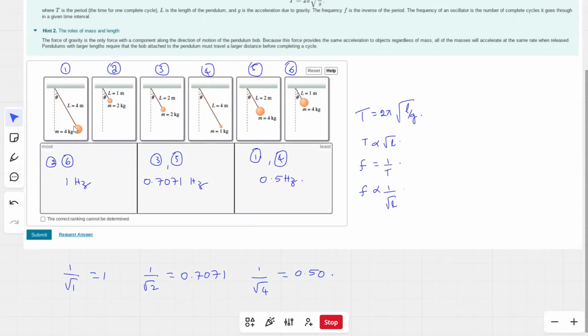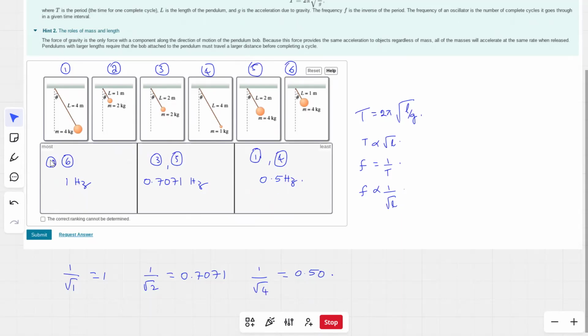So based on that, I segregated these. If we see, the first one, the second one and the sixth one have the 1 meter length. Therefore, the frequency is 1 hertz. That is the highest frequency. And then next comes the third and fifth one. So length is equal to 2 meters. Therefore, the frequency is 0.7 hertz. And then the last ones are the first and fourth ones. So the frequency is 0.5 hertz.